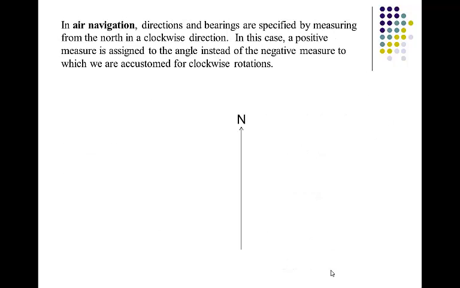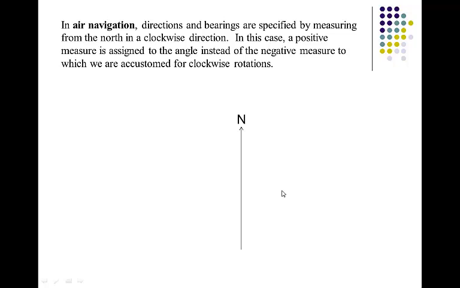Alright, let's move on to air navigation. Directions and bearings are specified by measuring from the north and you go clockwise, and that's odd because that will represent positive angles and we're used to clockwise being negative angles. All of our angles, this is airliners now, these are airline pilots or airplane pilots here. They only talk about compass headings, due north being 0, and then they open up and they can give us anything between 0 and 360 degrees.